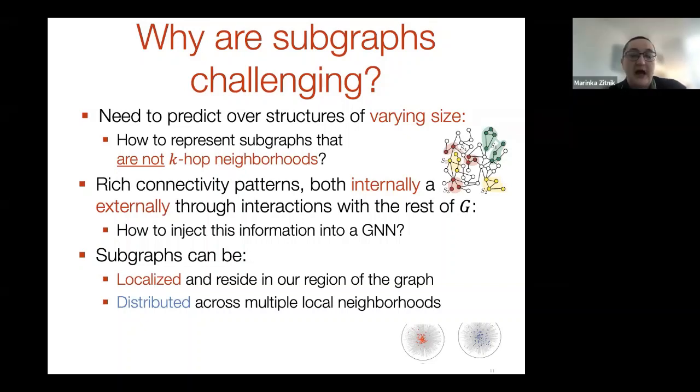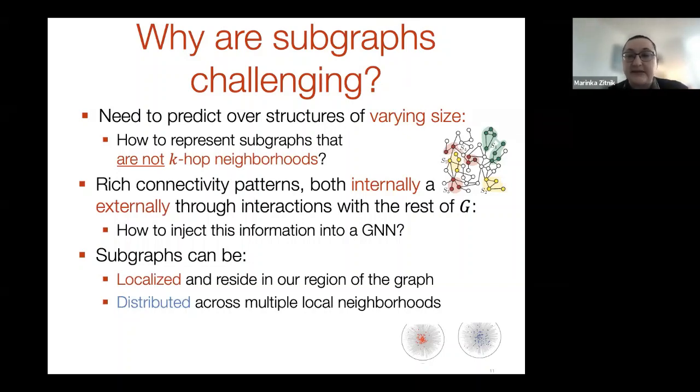These subgraphs, as was mentioned, are induced by a set of nodes that represent a particular object, and they don't coincide with K-hop neighborhoods, for example, which have been modeled already very effectively in machine learning. They can have rich connectivity structure, both internally as well as externally through interactions with the rest of graph G. So the question is, how can we inject this information effectively into graph neural networks?